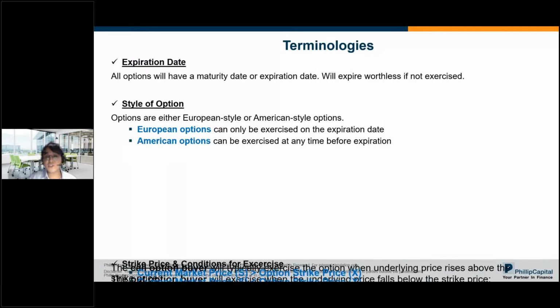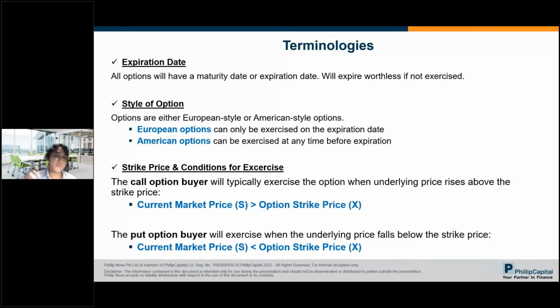Now, talking about the strike price, when does a call buyer or put buyer exercise their option? Typically, when you are buying a call, you essentially have a bullish view of the market. You expect market prices to go up, so you will exercise your option when the underlying asset price is above the strike price. Do take note of the letters I've put over here. Moving forward, the current market price will be denoted as S, and the option strike price will be denoted as X. On the other hand, a put option buyer exercises it when the market price falls below the strike price.